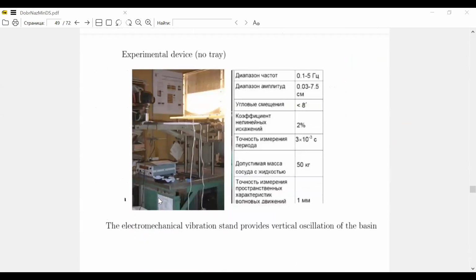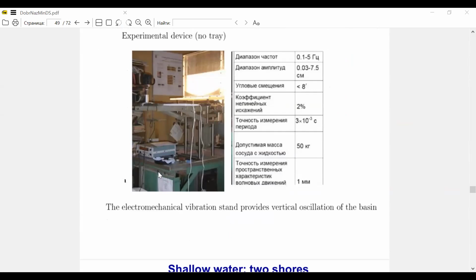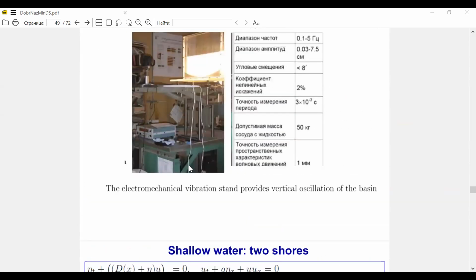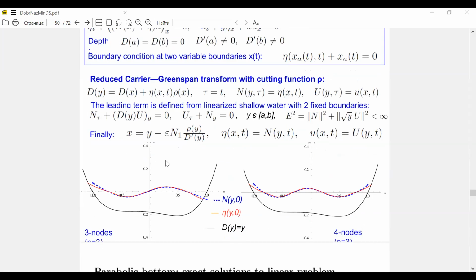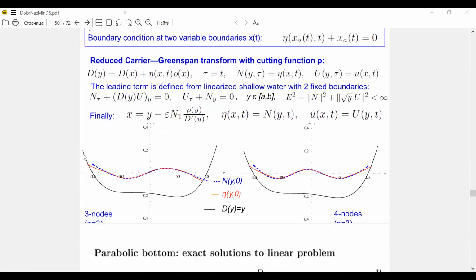And now, we have some experiment in our institute, which can give a comparison of our formulas with the experimental data. So it is a vibration table, then it is a basin, a long basin, and then we construct the bottom in a parabolic shape. Then we can compare the results. So the mathematical problem could be formulated in such a way: we consider first the linear equation with such a bottom, and then we construct the eigenfunction of the linear equations, and then using this modified Carrier-Greenspan transform, we reconstruct it for the nonlinear case.